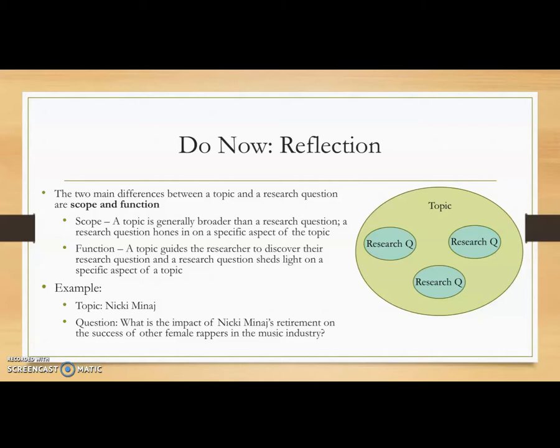To gain a better understanding of this, let's look at a silly example I came up with. Let's imagine you are writing a research paper on the topic of Nicki Minaj, the rapper. A question you could have coming from that topic could be, what is the impact of Nicki Minaj's retirement on the success of other female rappers in the music industry? Nicki Minaj, the topic, very broad. The question, what is the impact of Nicki Minaj's retirement on the success of other female rappers in the music industry, is much more narrow. It has brought specificity to the topic.